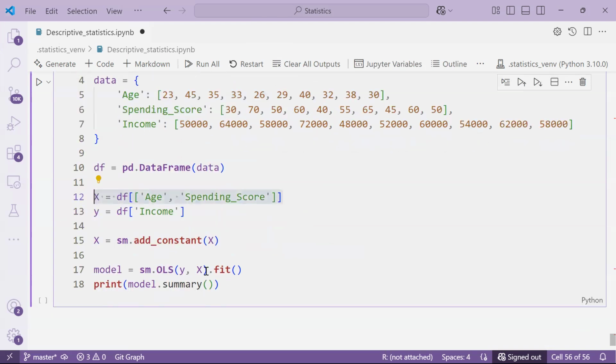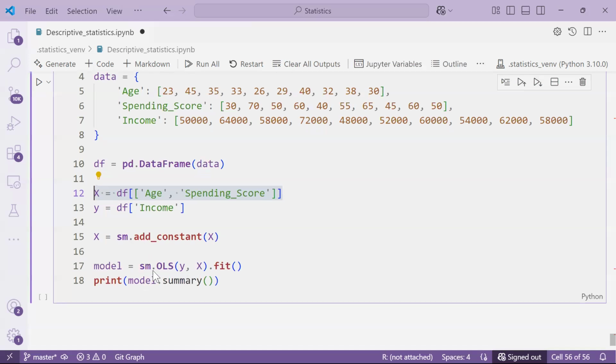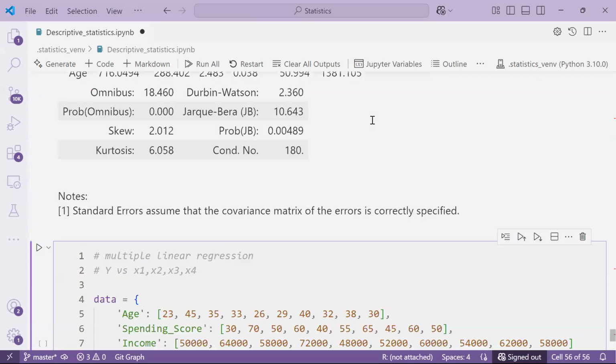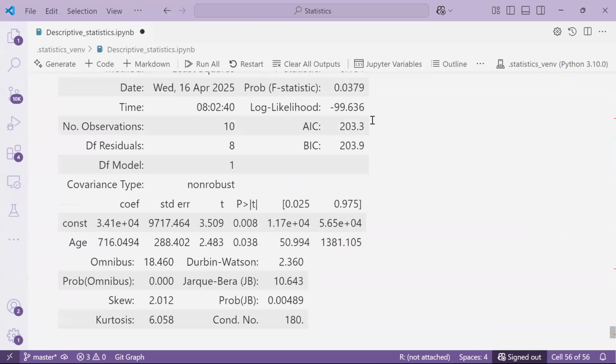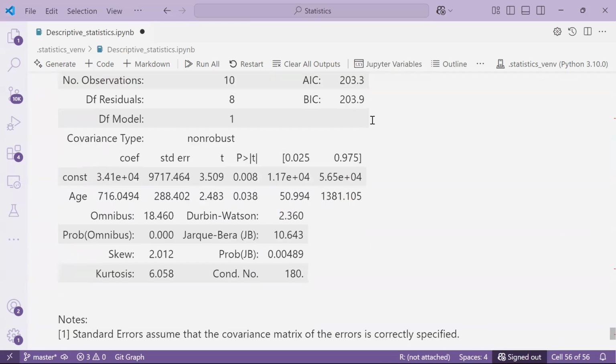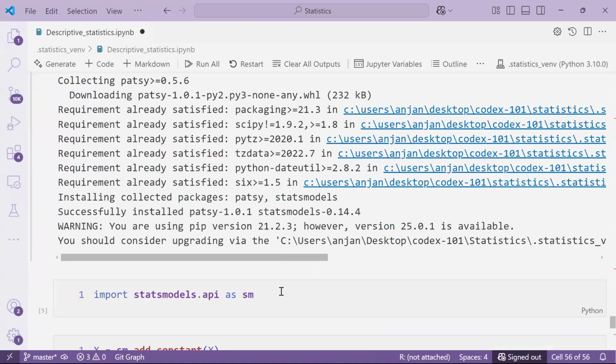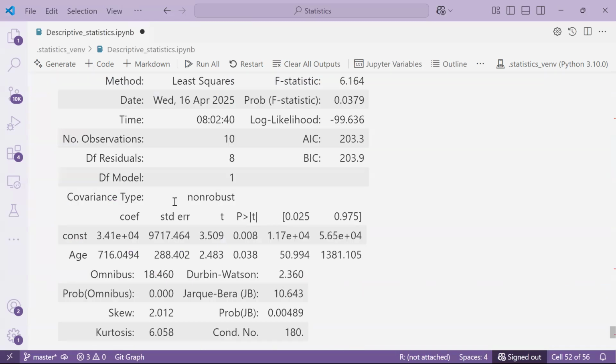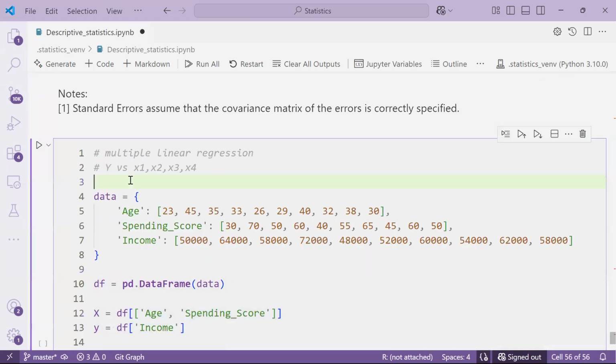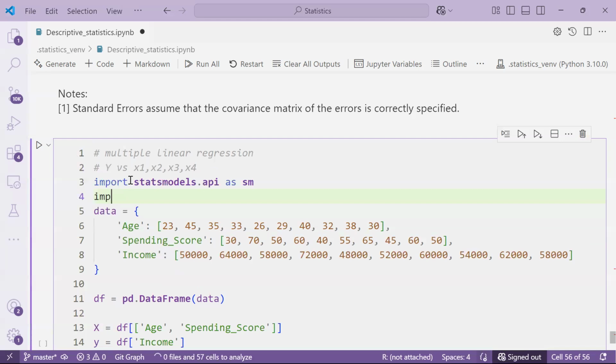Okay. And I would like to do an ordinary least squares regression analysis. So I'm feeding our X data and Y data, and I would like to see the model summary, the same way we saw it in the last simple linear regression. For this one, you must import statsmodels. Let's import it now. You need to import pandas as well.